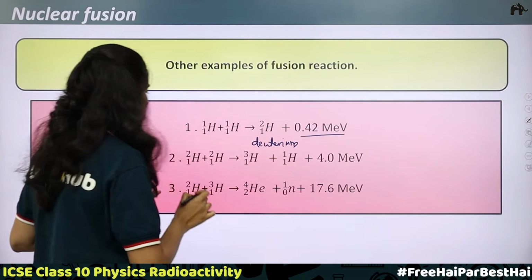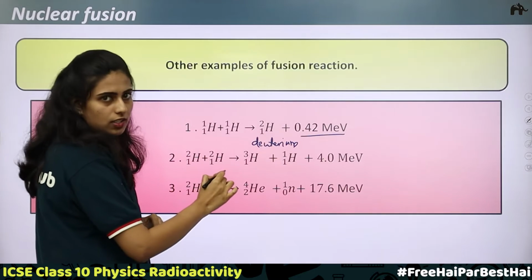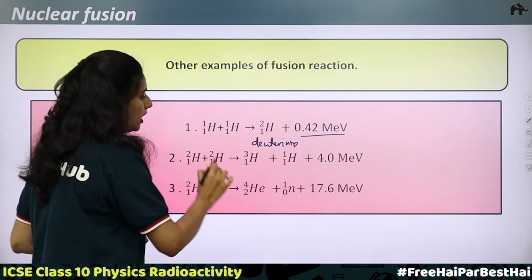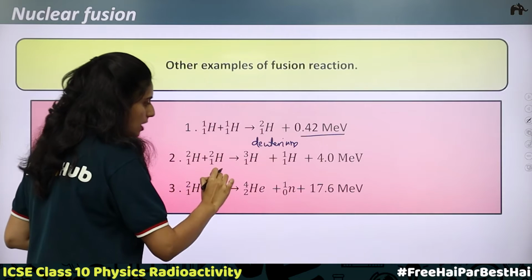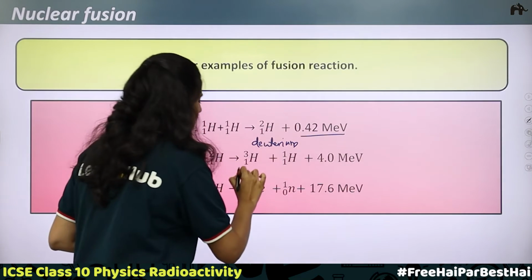Now, the second reaction: here a deuterium is taken, another deuterium is taken. Okay, so 2 deuterium atoms are taken, they are combined, then they form H13. What is H13? It is tritium.